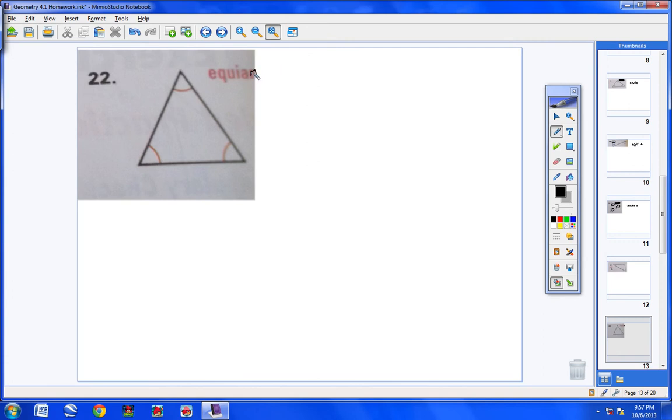My wife is laughing at my pronunciation. Equiangular... Pronunciation. What did I say? Oh, what is it? Pronunciation.